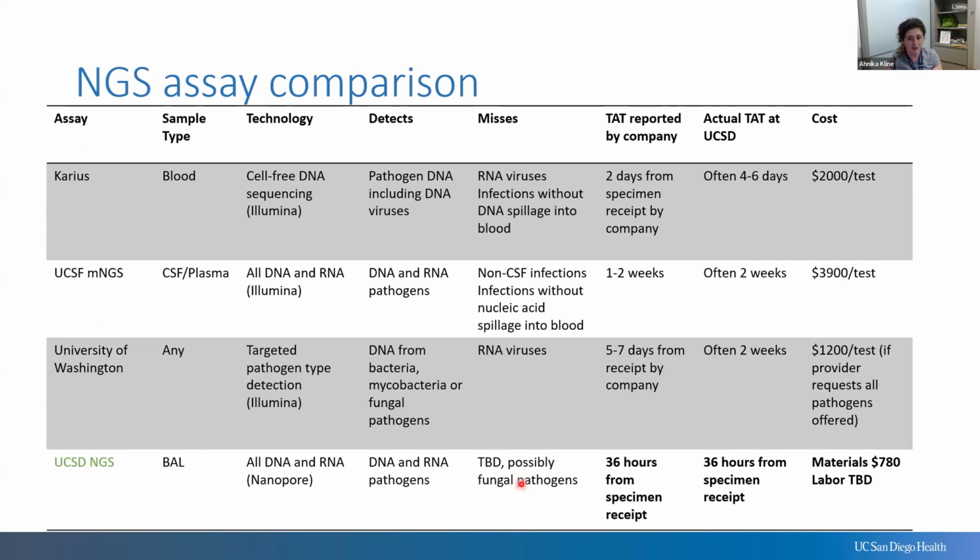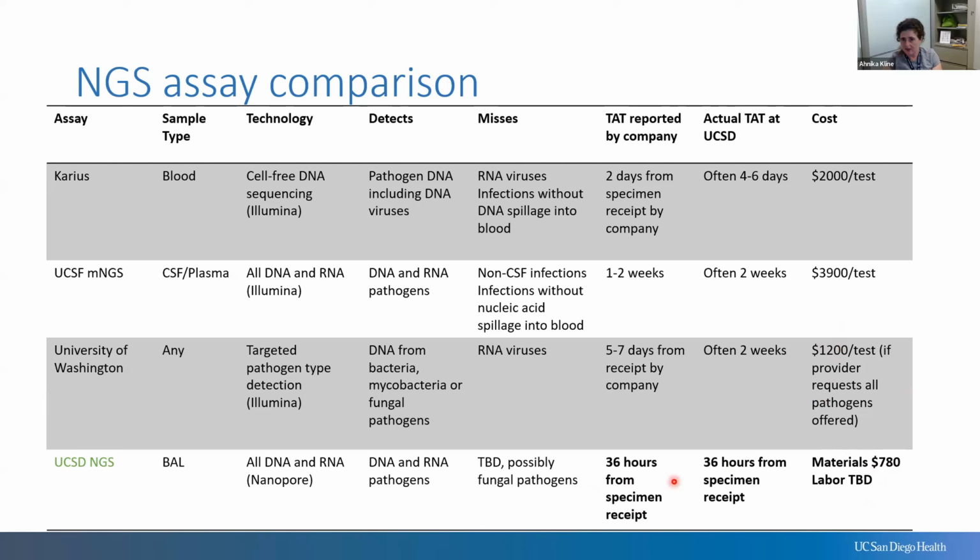So how does this assay so far potentially compare? We're at this point around 36 hours from specimen receipt, which would be when we spike or thaw out the specimen or receive it. And obviously our turnaround time is exactly the same as our receipt reported because we're not sending the specimen anywhere. So far our materials are $780 and our labor is to be determined, but certainly that's in line at least with the cost of the University of Washington test.